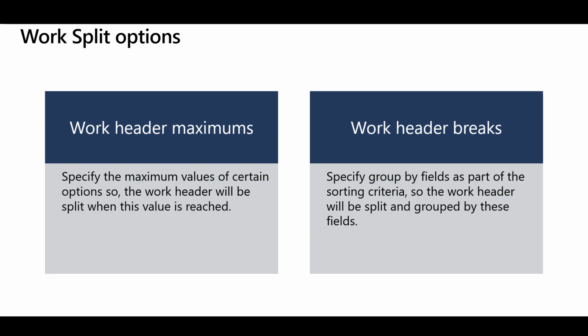You can split or break the work header by two options. The first one by specifying maximum values of certain options like number of picking lines, total quantity, weight, volume, and so on. With this option, the work header will be split when the maximum value is reached. The second option by using the work header break feature. So first, you should specify the sorting fields of the work template, then you can group the work by these fields.